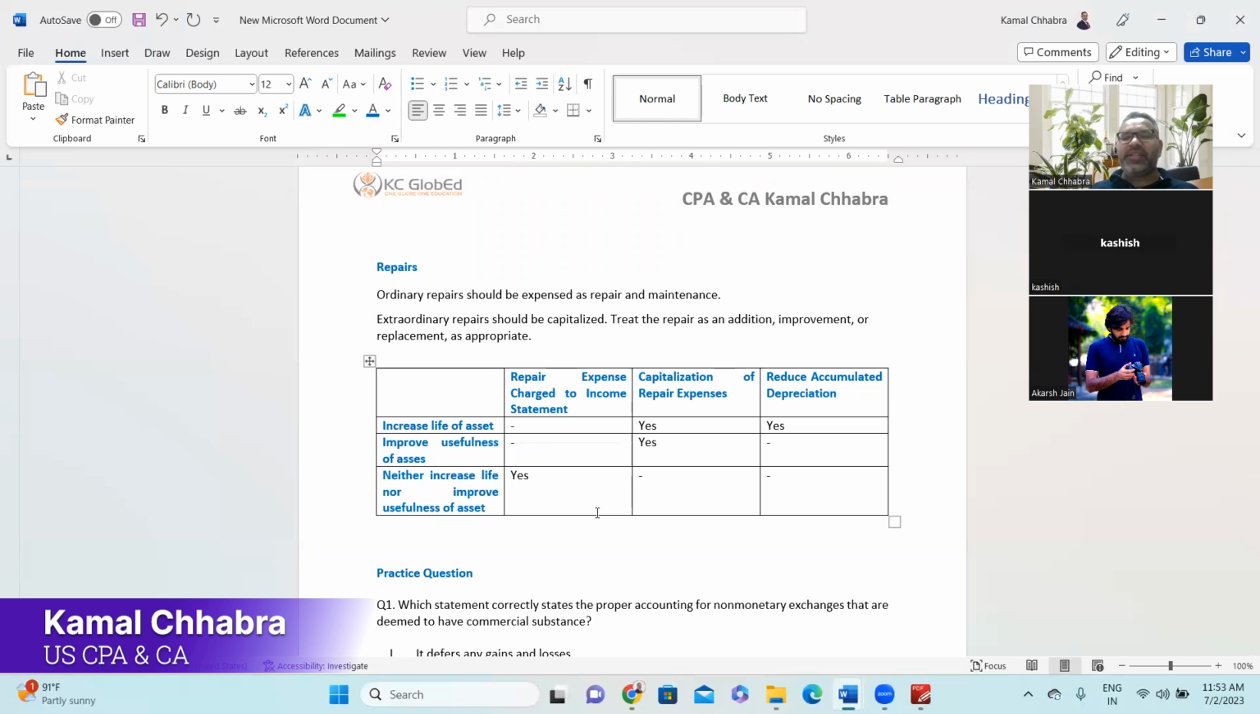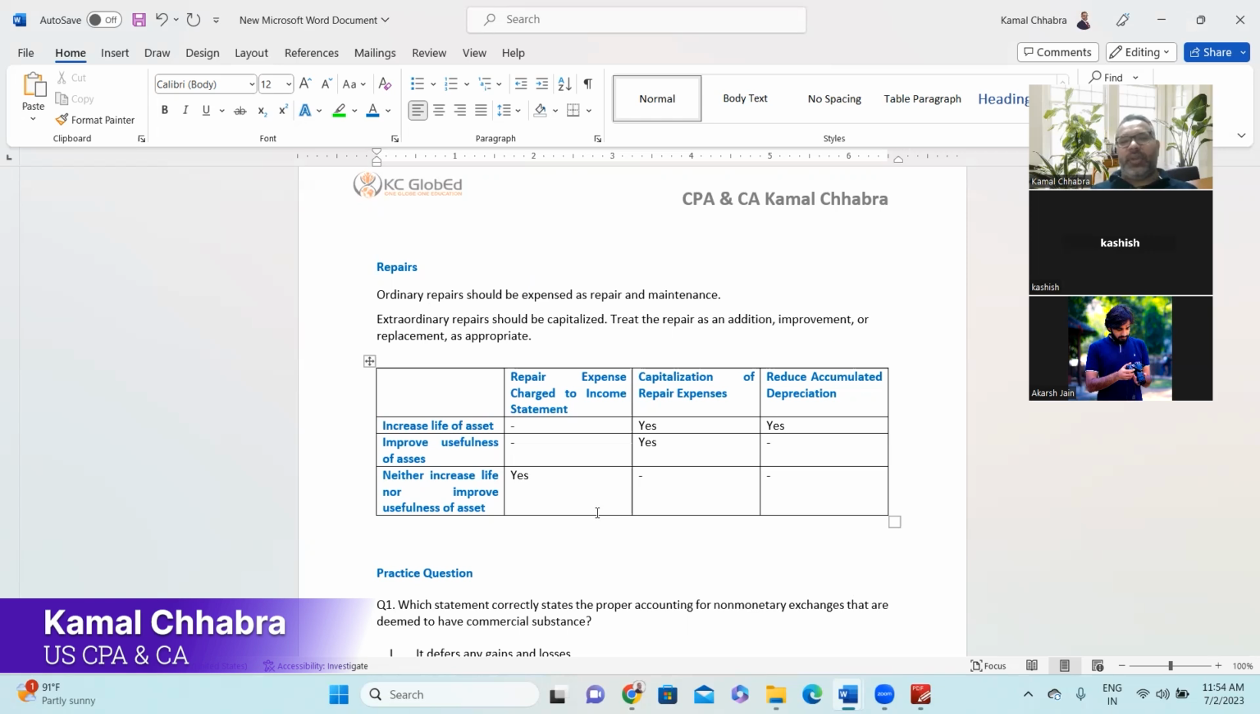Okay, the next topic is repair. Ordinary repairs should be expensed as repair and maintenance expense. What is ordinary repair? For example, whitewash of the building. That's your ordinary repair, right? And for example, every 3 months or 6 months, you get your truck or car serviced. That is your normal repair and maintenance expense, right? Make sense?